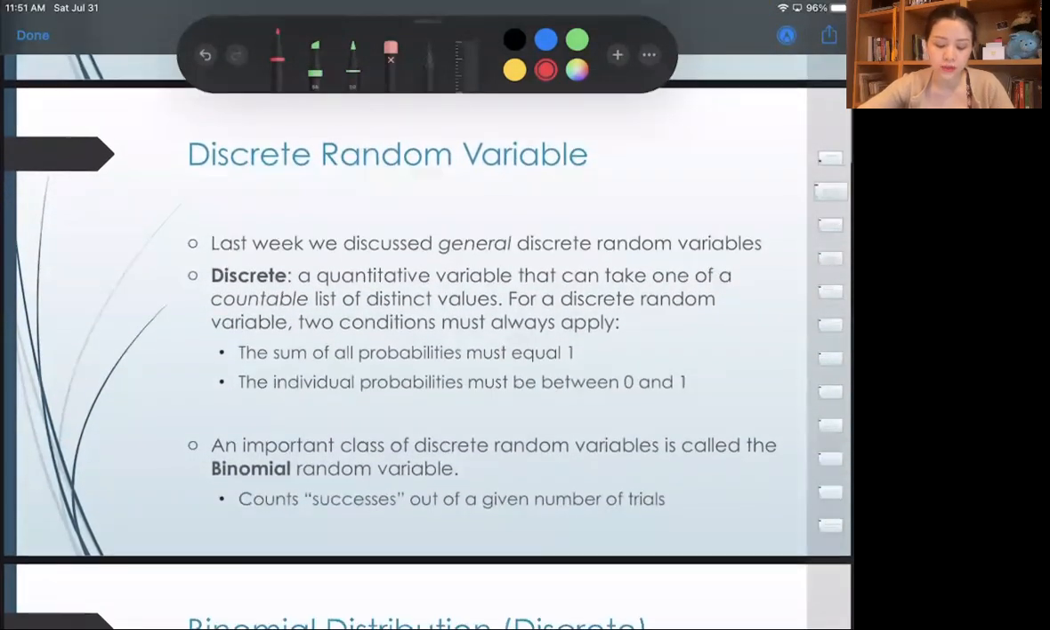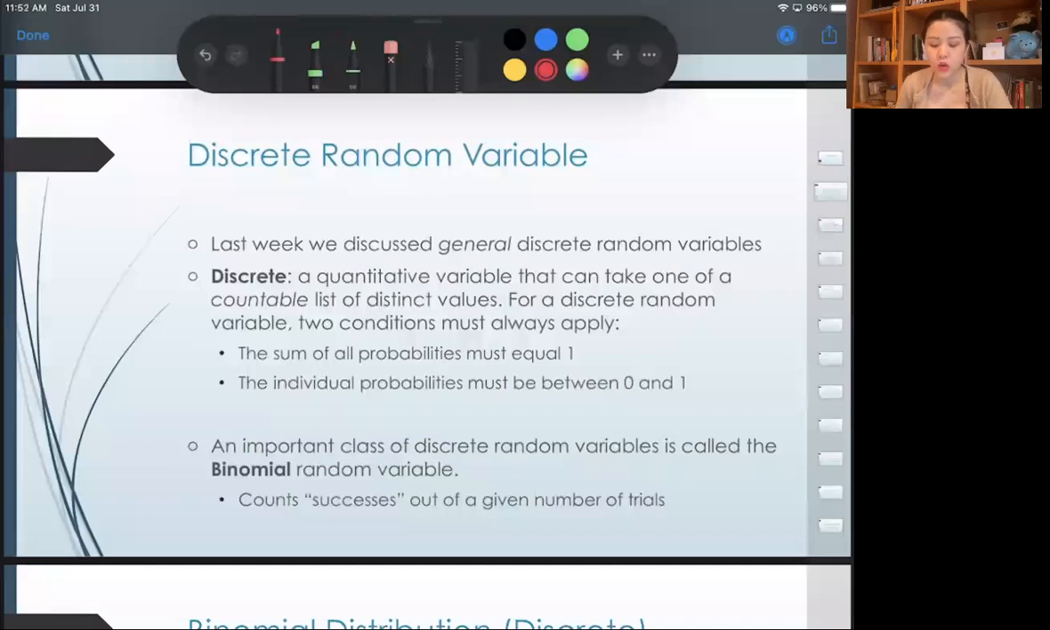Okay, so a discrete random variable is a quantitative variable that can take one of a countable list of distinct values. So let me highlight some important things here. It is a quantitative variable, and it takes one of a countable list of distinct values.